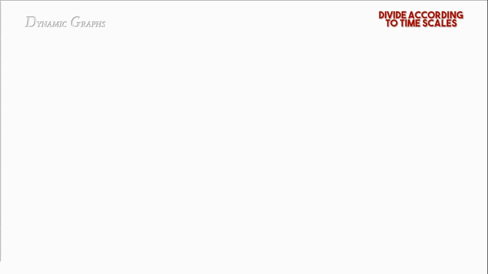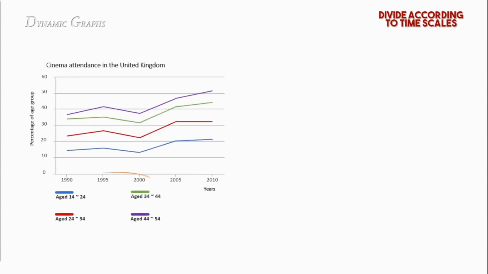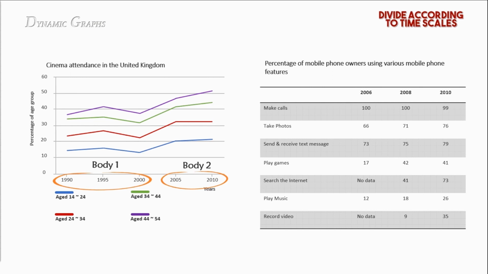If dividing according to time scales is easier for you, you can organize your body 1 and body 2 like these graphs. In line graph, 1990 to 2000 are in body 1, while 2005 to 2010 are in body 2. In the table, all categories in 2006 to 2008 are in body 1, while same categories in 2010 are in body 2, though you do not need to include all the given categories in your report.